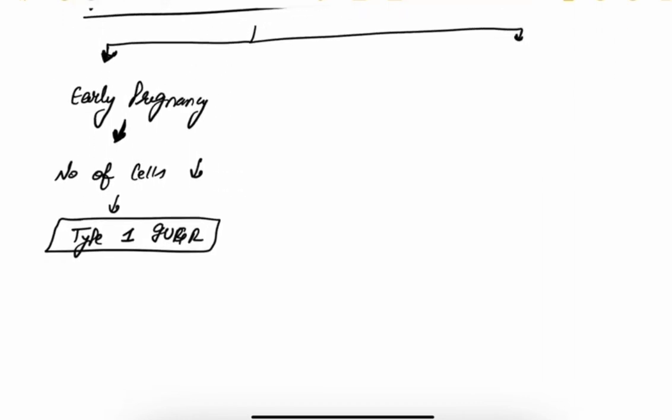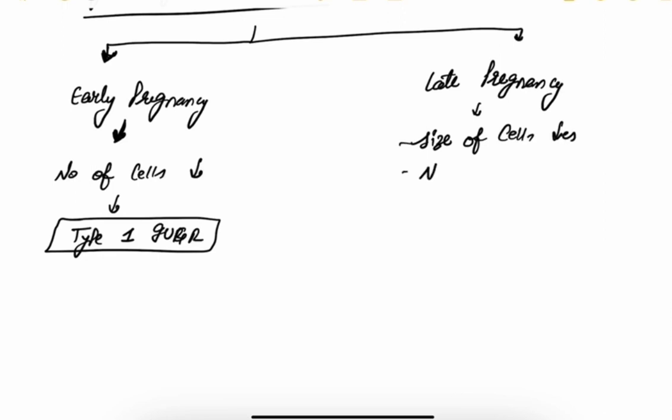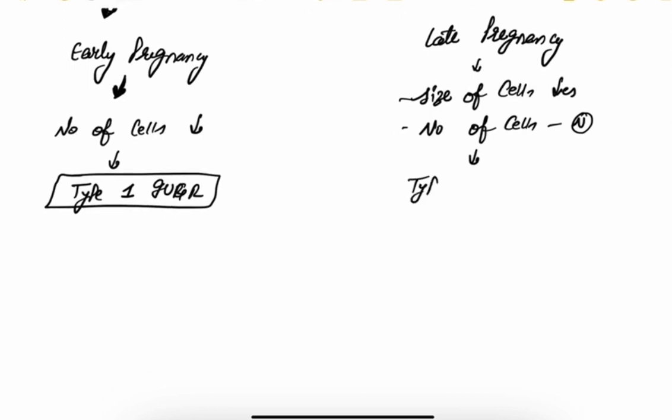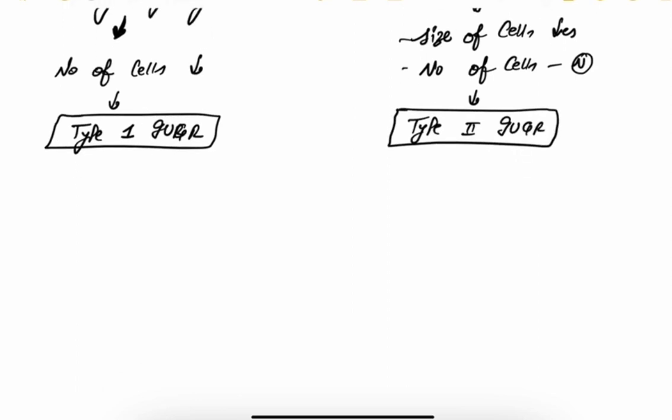So what is type 2? If the insult occurs in late pregnancy, only the size of the cells decreases, but not the number of cells. The number of cells is normal. So this type of IUGR is known as type 2 IUGR. This is type 2 IUGR.